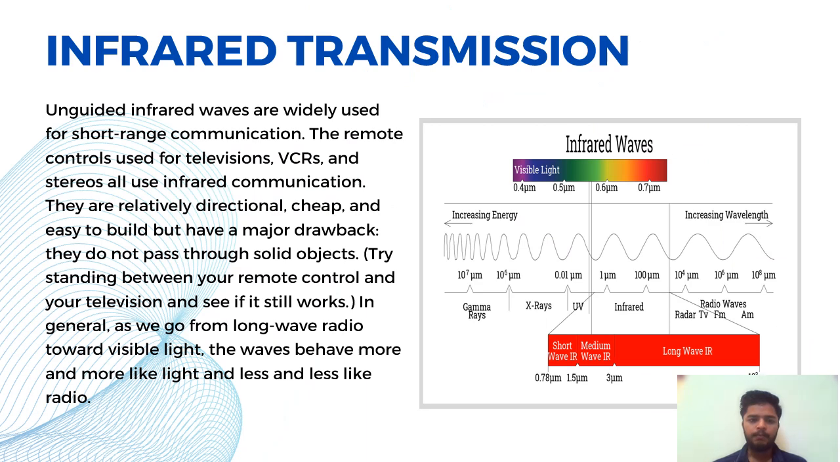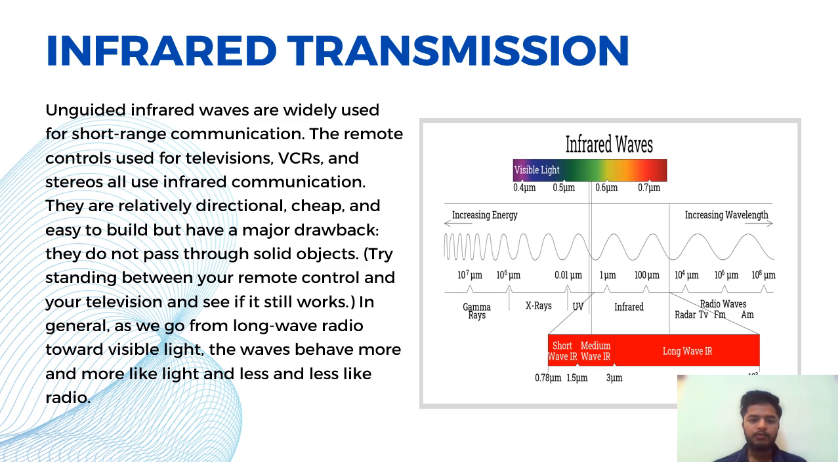Infrared transmission. Unguided infrared waves are widely used for short-range communication. The remote controls used for television, VCRs, and stereos all use infrared communication. They are relatively directional, cheap, and easy to build but have a major drawback. They do not pass through solid objects. Try standing between your remote control and your television and see if it still works.